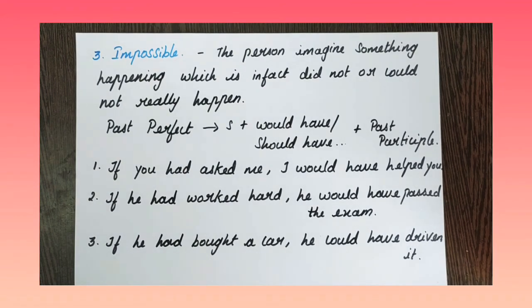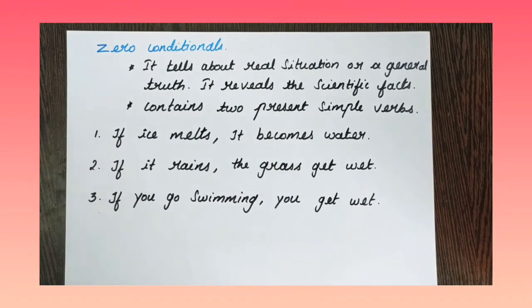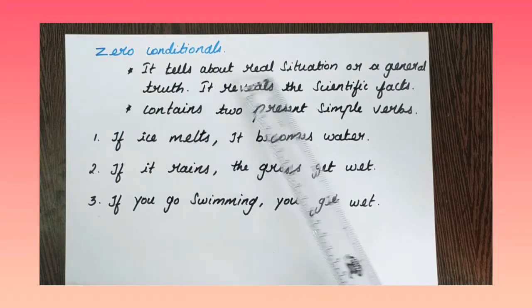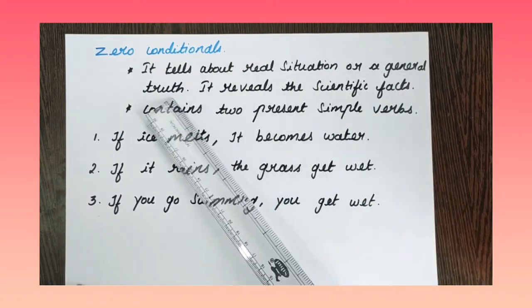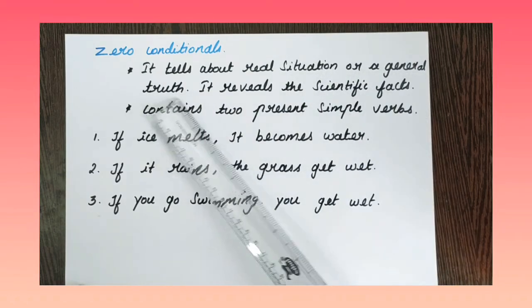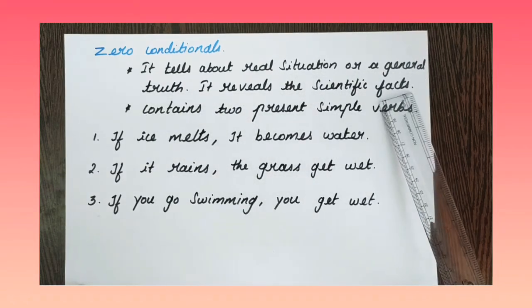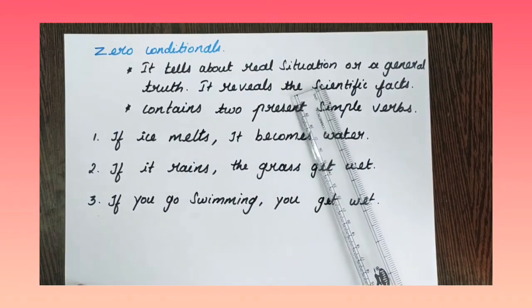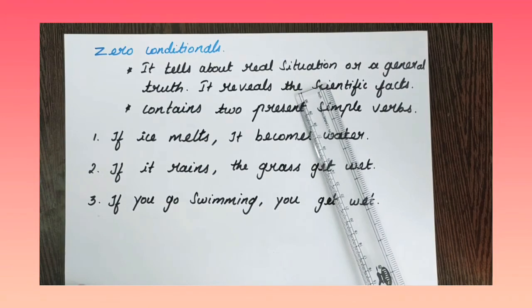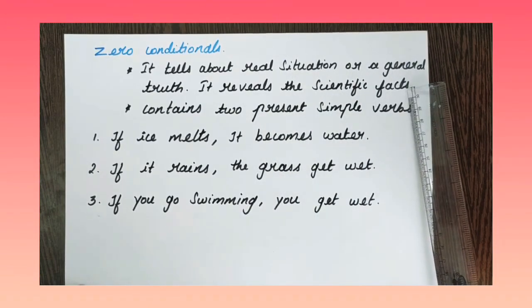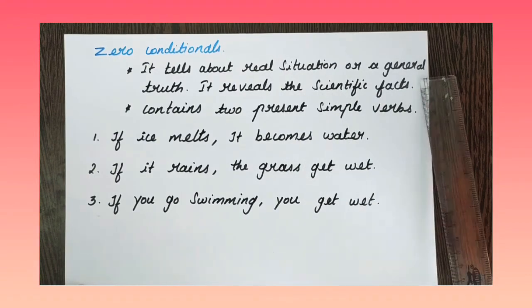Next we can go on to the topic of the zero conditional clause. See here the explanation. It tells about a real situation or a general truth. It reveals scientific facts. In zero conditional clauses, the sentence will be related to a real situation, a general truth, or scientific facts. So this is the zero conditional clause.